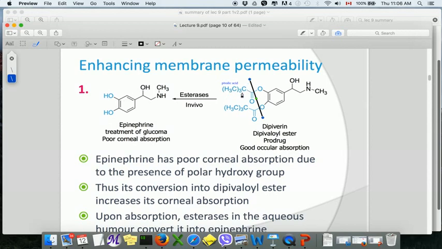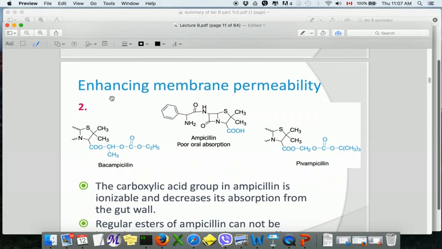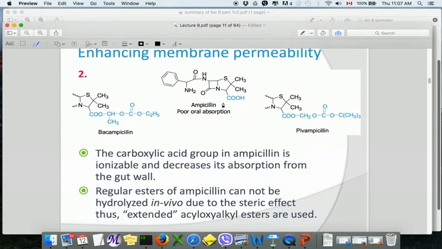So the esterase enzymes would come here and will break those parts. It will go here and it will break this and this, and then the same drug will be released. The bioactive drug will be released. So this is a similar idea.